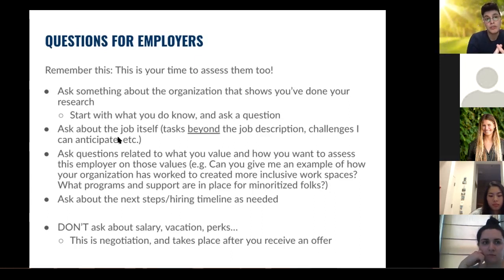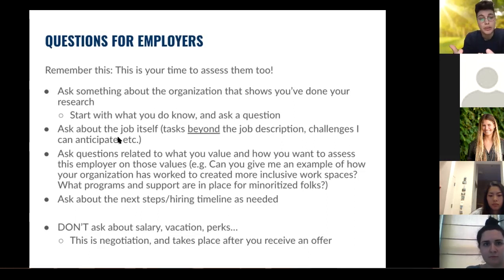You can ask about the job itself, going beyond the job description. What's something that would surprise a candidate about the day-to-day in this role? Or what challenges can I anticipate? Or let's say I get this role. What would you hope that I accomplish in the first 30 to 60 days? Right? Goes beyond the job description and really can get a sense of what you want to focus on or highlight about your own experience.